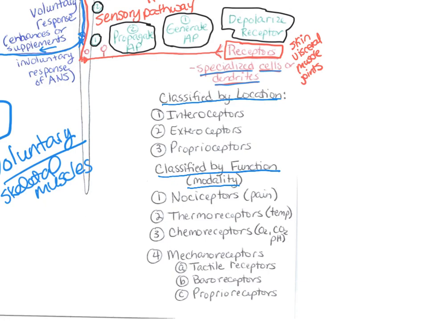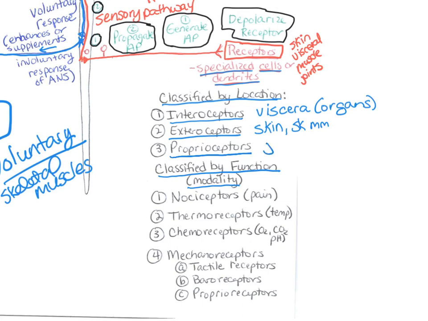So we'll look at location. The first type is an interoceptor. An interoceptor is a receptor that is somewhere inside the body, so somewhere inside the viscera. And viscera are organs. So the stomach, the intestines, anywhere in the digestive tract, the urinary tract, the reproductive tract. These are all interoceptors. Then we have exteroceptors, and exteroceptors are going to be found on the skin or in skeletal muscle. And proprioceptors are mostly found in joints.